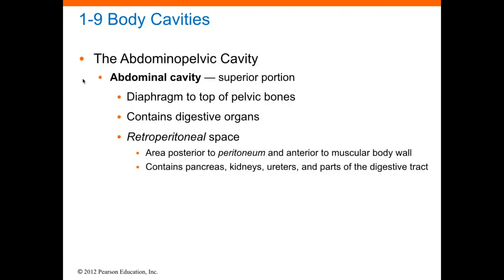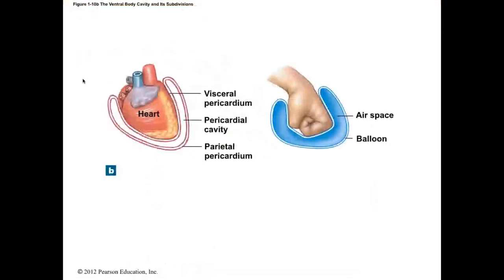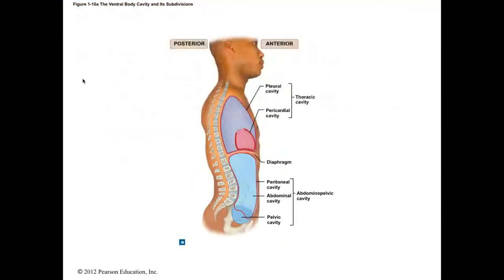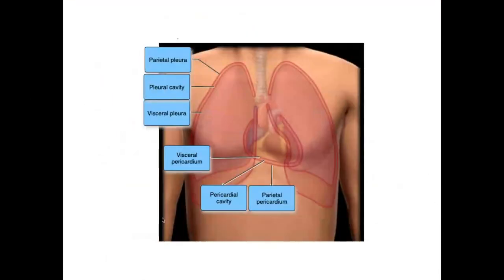Okay, let's see, is there anything else here? We spoke about retroperitoneum. We know the diaphragm is that muscle that separates the upper chamber from the lower chamber. Let's just review that so you can see what I'm talking about. See the diaphragm, the muscle that separates the thoracic cavity from the abdominopelvic cavity. That's all I wanted to point out there.